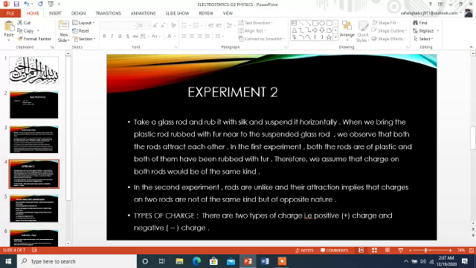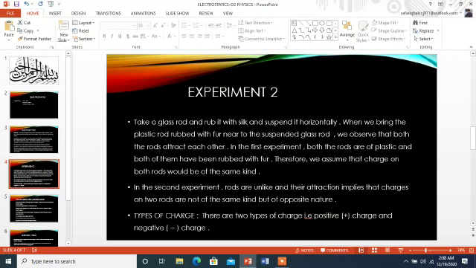We take another experiment to explain this phenomenon. Take a glass rod, rub it with silk, and suspend it horizontally. When we bring the plastic rod rubbed with fur near the suspended glass rod, we observe that both the rods attract each other.